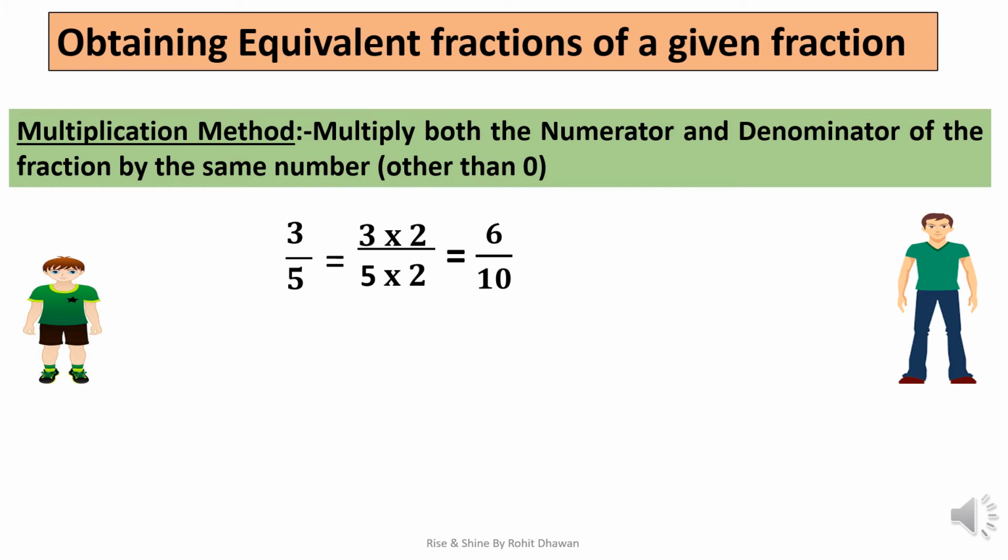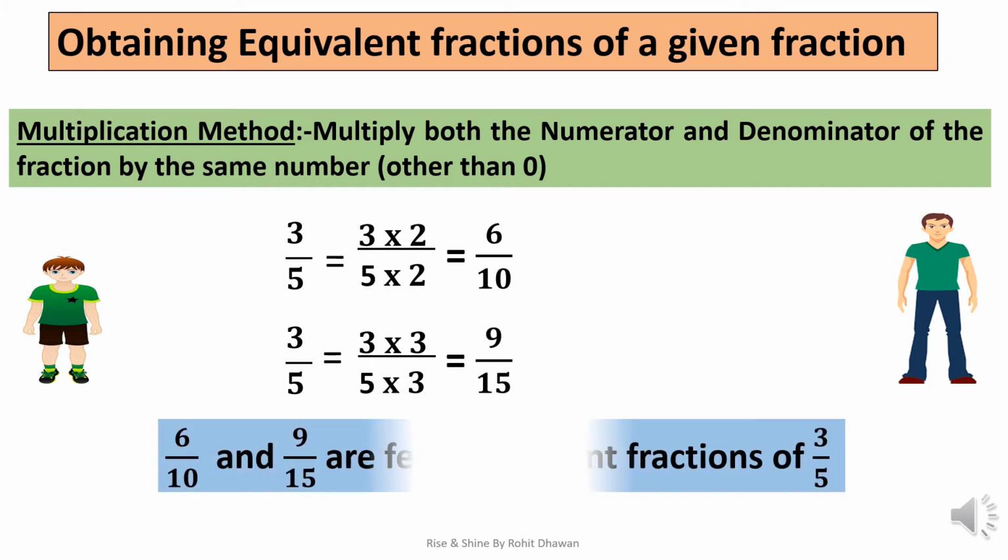Now let us multiply it by another number 3. We get 3 into 3 upon 5 into 3 is equal to 9/15. Thus 6/10 and 9/15 are equivalent fractions of 3/5.